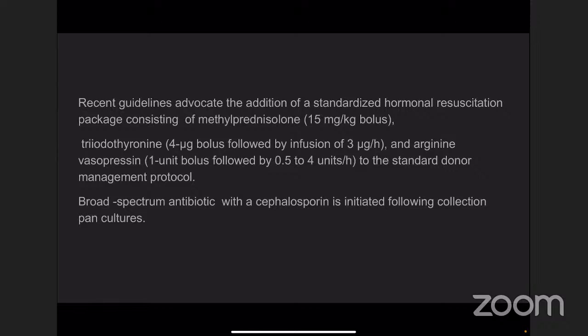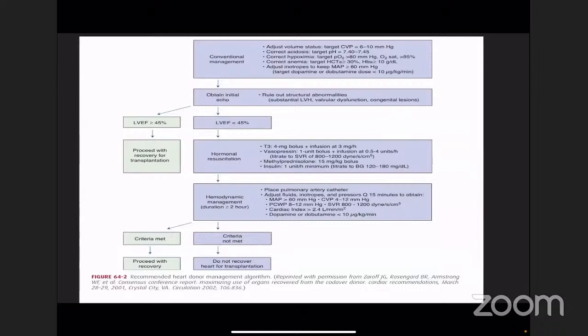A broad spectrum antibiotic such as a cephalosporin is initiated, followed by the collection of cultures. This is the algorithm of the recommended heart donor management.